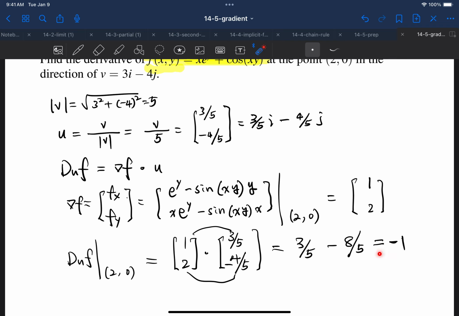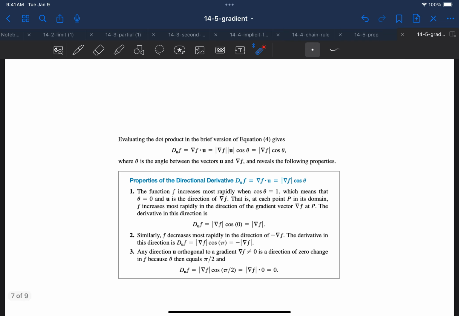By negative 1, the rate of change is negative 1. A negative number means you're going down the hill, not going up the hill. A positive sign means you increase your height. A negative sign means, in terms of rate, you're decreasing your height.